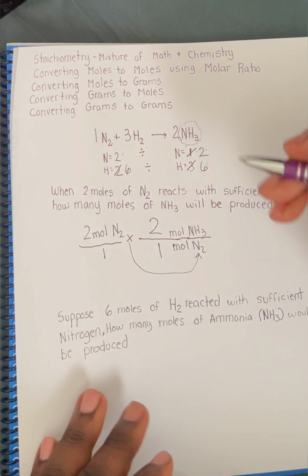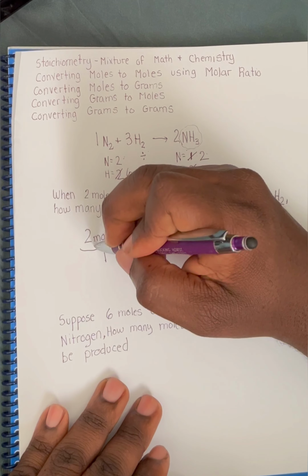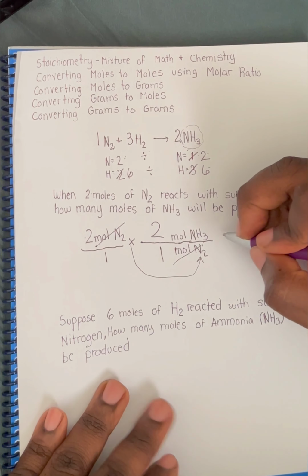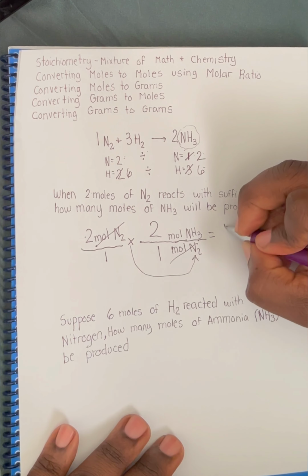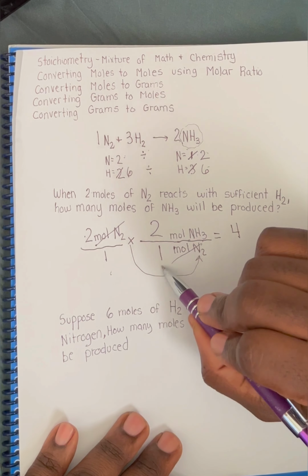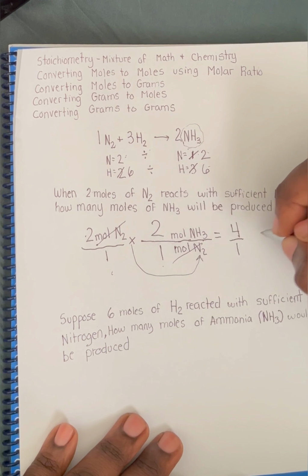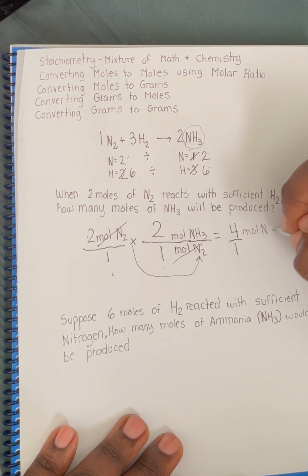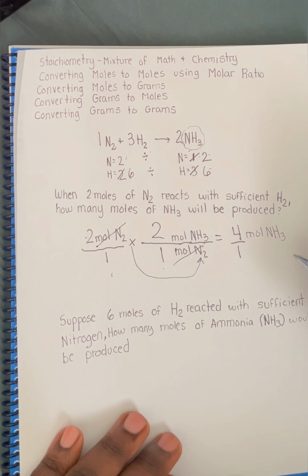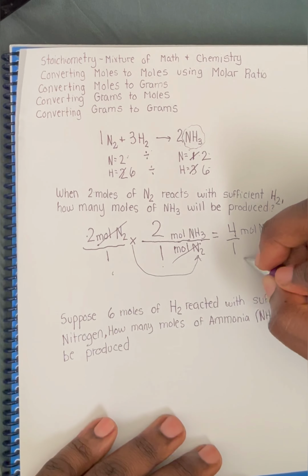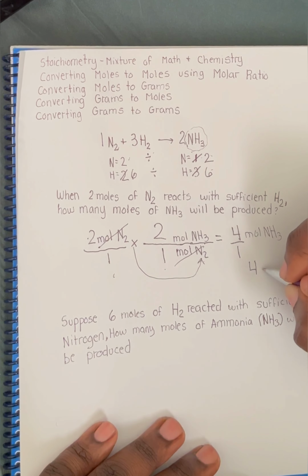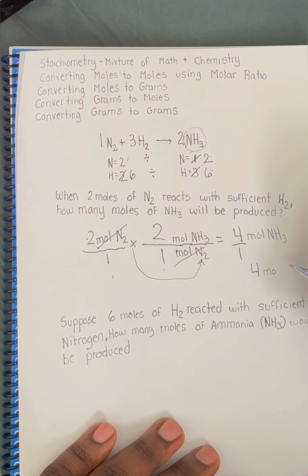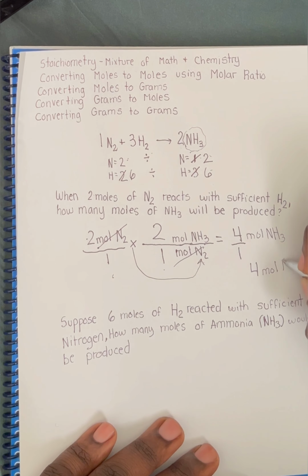So after that, now you just multiply. The moles of N2 are going to cancel out. 2 times 2 equals 4. 1 times 1 equals 1. So moles NH3, 4 divided by 1 is 4. So your answer is 4. How many moles of NH3 will be produced? 4 moles of NH3.